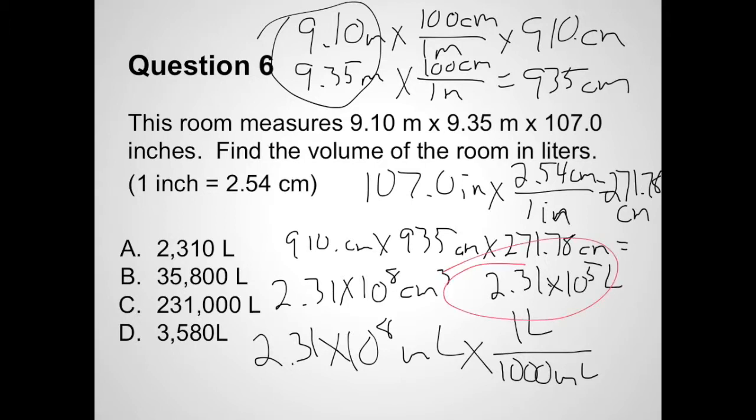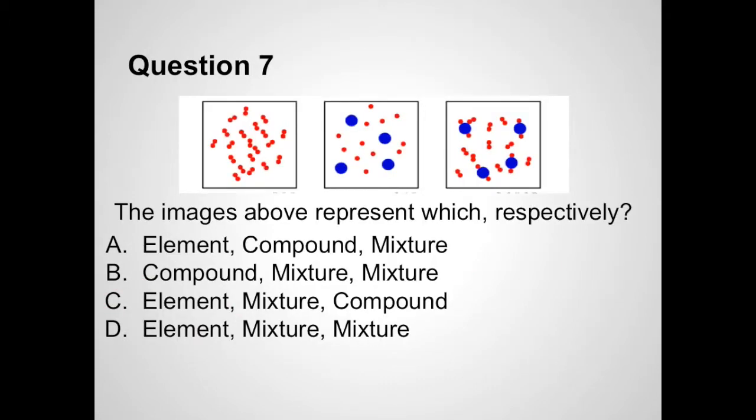So that's the final answer to this question, which would be answer choice C. Okay, these images represent which of the following in order? Well, the first box is all one type of atom. So that means it's an element, which rules out choice B.